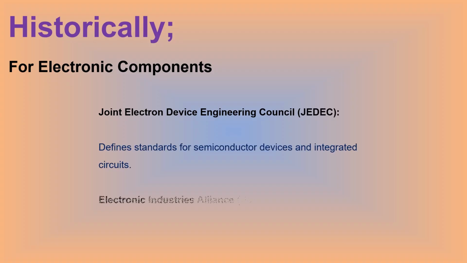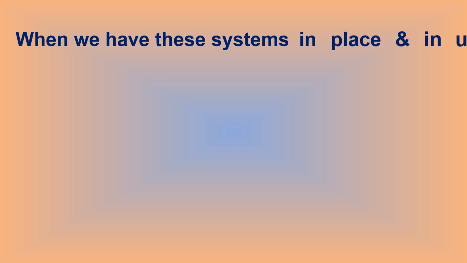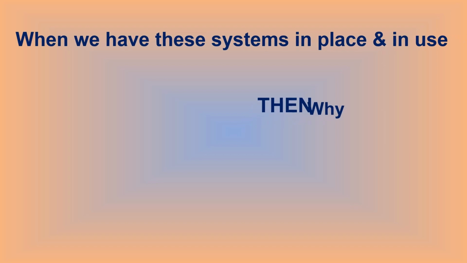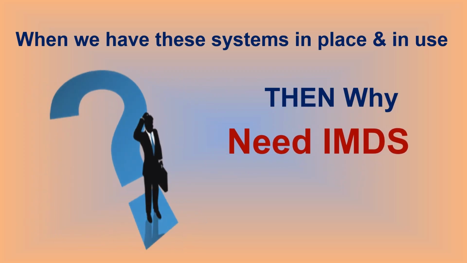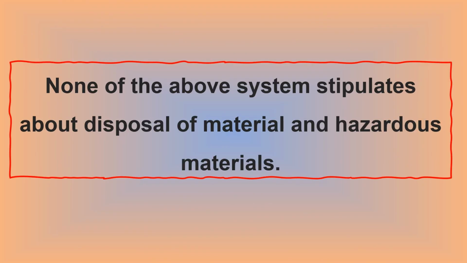For electronic components, the Joint Electron Device Engineering Council, JEDEC, defines standards for semiconductor devices and integrated circuits. The Electronic Industries Alliance, EIA, defines standards for electronic components and systems. When we have these systems in place and widely in use across the globe, then why do we need IMDS? It is simply because none of the above systems stipulates anything about disposal of material and hazardous materials.